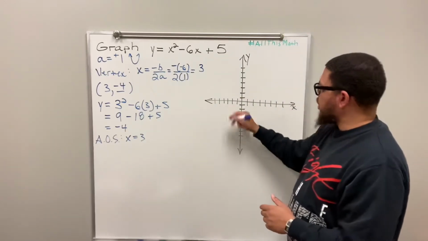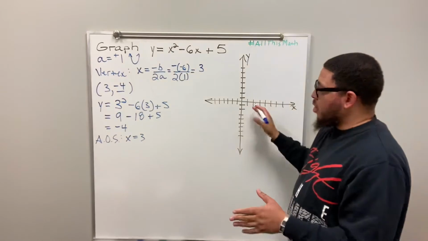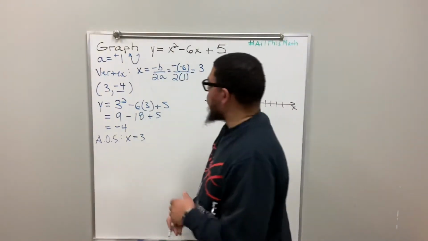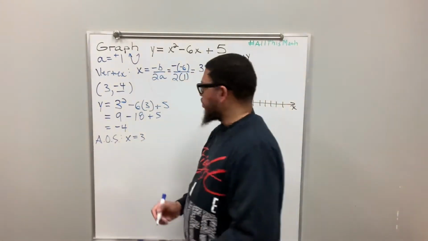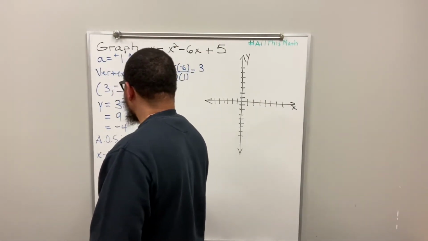Here's the x-axis. Where's it going to hit it? Is it going to hit it twice? Is it going to hit it once? Is it not going to hit it at all? Let's see. So let's find the x-intercepts. All right, so to find the x-intercepts, what do we do?